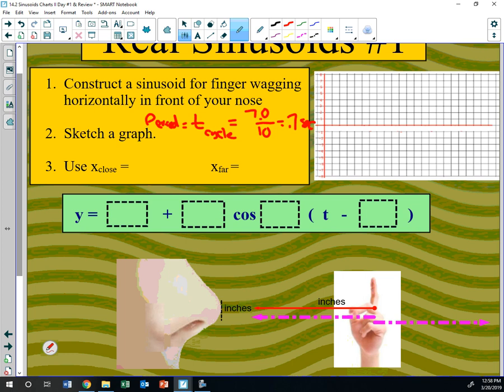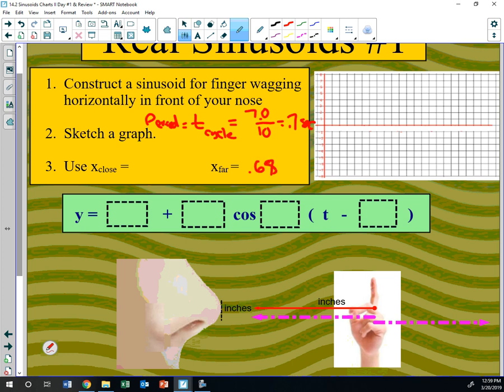All right, then I need some help here. Andrew, hold your finger as far away as you could from your nose, and I get about 0.67. So 0.67 is far away.